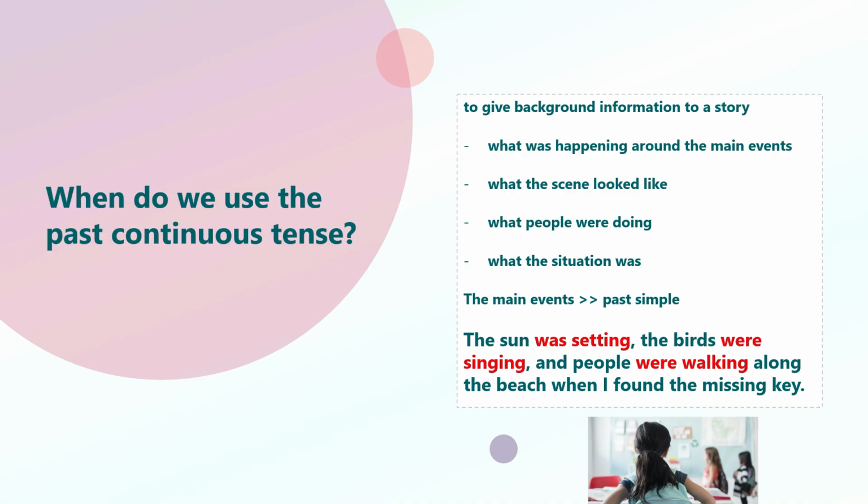Here, was setting, were singing, and were walking describe the background, what was happening in that moment. I found is the main event, the important action. Using the past continuous in this way helps create atmosphere and makes the story more vivid and engaging. These are the four main ways we use this tense, but there are also a few more advanced uses to know.